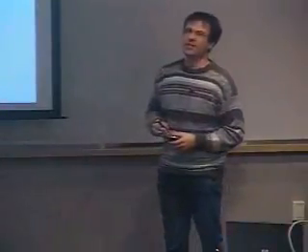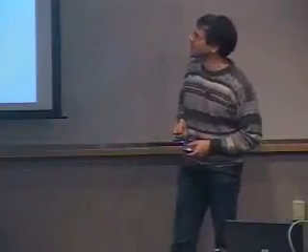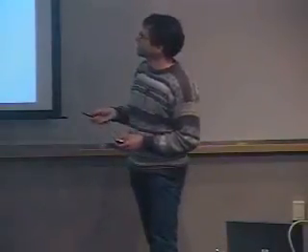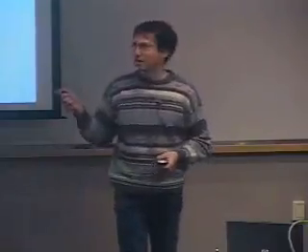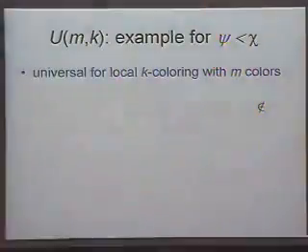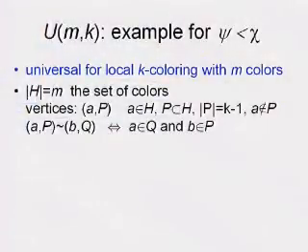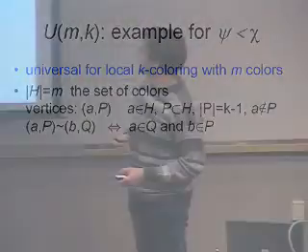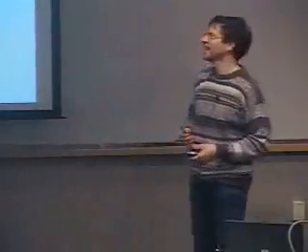So this is a graph that it's very easy to see is universal for local K-coloring with M colors. What that means is that this graph has a local K-coloring with M colors. M and K are the two parameters, and M is supposed to be somewhat bigger than K. Any graph with the property that it has a local K-coloring with M colors can be mapped to this graph in a straightforward way. So this is where the notation is used.